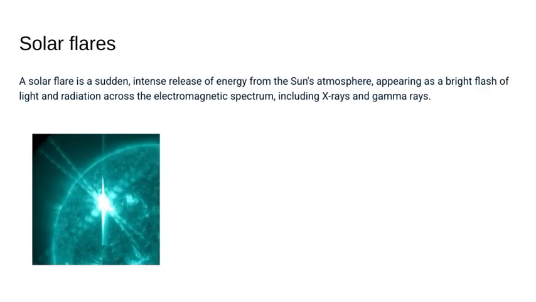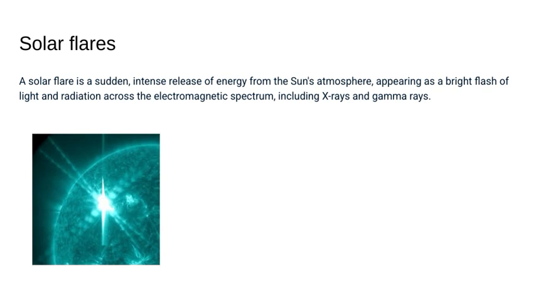Now the last but not least, the one that every scientist is counting on, is solar flares. A solar flare is a sudden, intense release of energy from the sun's atmosphere, appearing as a bright flash of light and radiation across the electromagnetic spectrum, including X-rays and gamma rays. You can see there's this radiation right here again. So that is what a solar flare is.